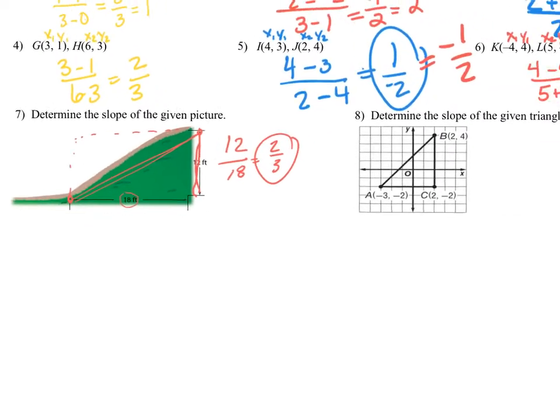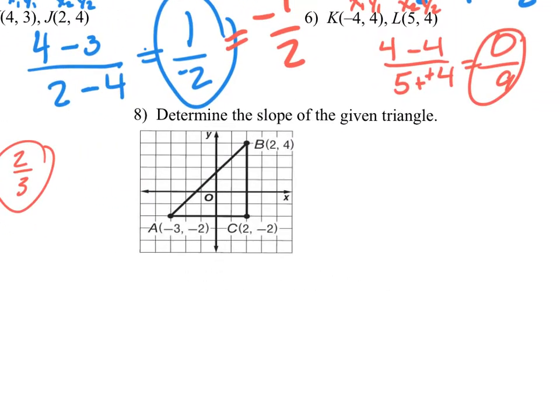Okay? Okay, next one right here, determine the slope of the given triangle. Okay, so we're going to do rise over run. We can do it where it crosses the crosshairs, or I'm going to say just go from point to point. So we're going to rise 1, 2, 3, 4, 5, 6, and run 1, 2, 3, 4, 5.